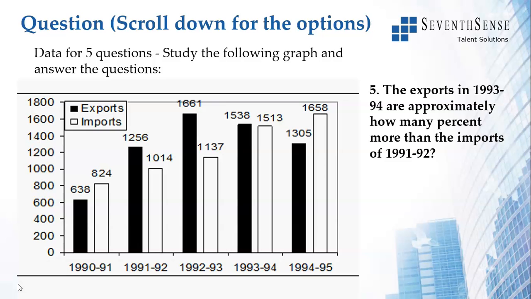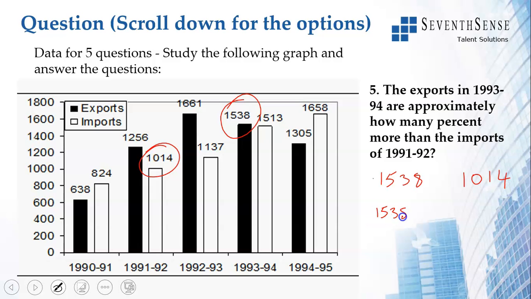Exports of 93-94 is asked, which is 1538. So 1538 is how many percentage more than the imports of 91-92, 1014? You have to do 1538 minus 1014 divided by 1014. This is 524 divided by 1014. It is very close to 50%. None of the options are close to 50% except 51.6. Hence our answer will be 51.6%.